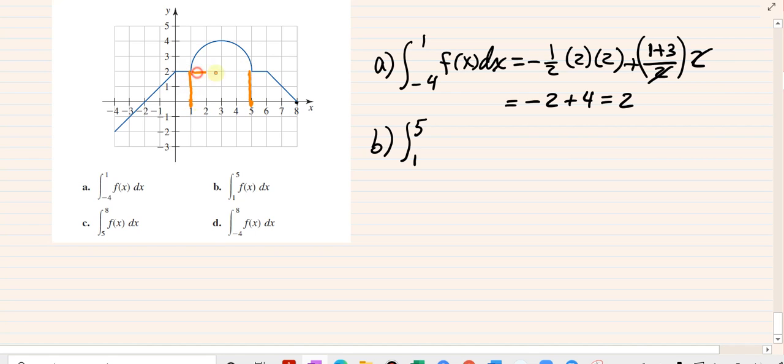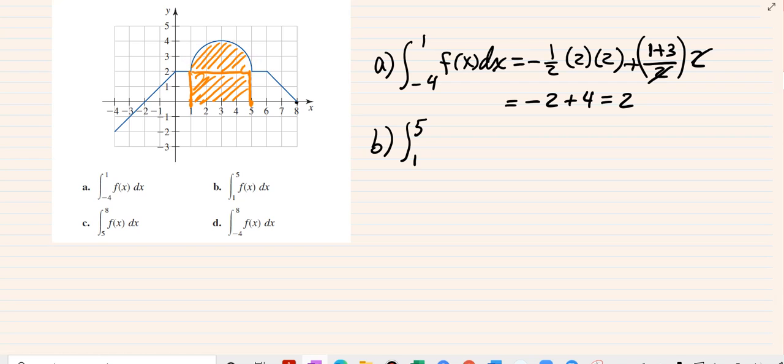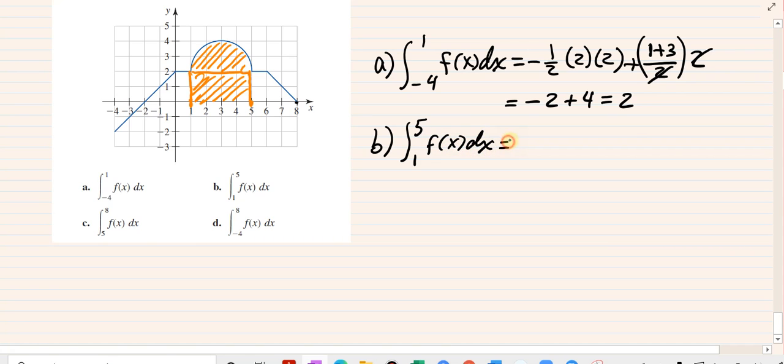And for this one now, I can see that as a rectangle surmounted by a semicircle, a half circle, right? So that integral of f of x dx is going to equal the rectangular portion, base is from 1 to 5, base is 4, height is 2 units. So it's a 4 by 2, right? And then we're going to add to it the area of that half circle, this one.